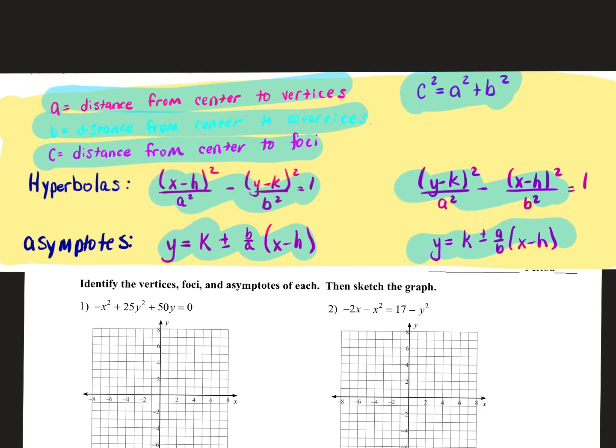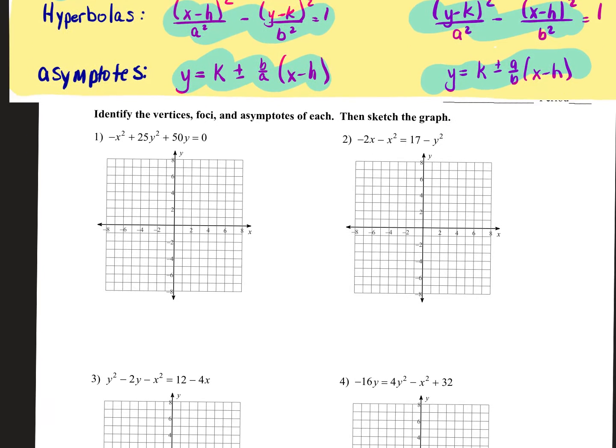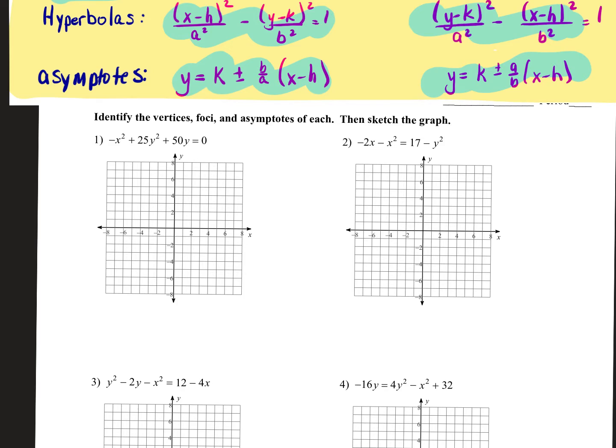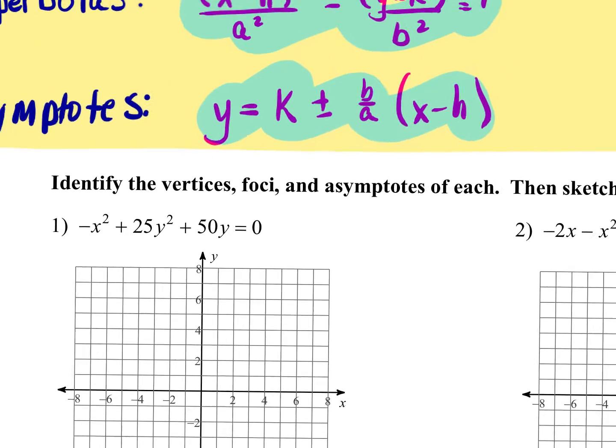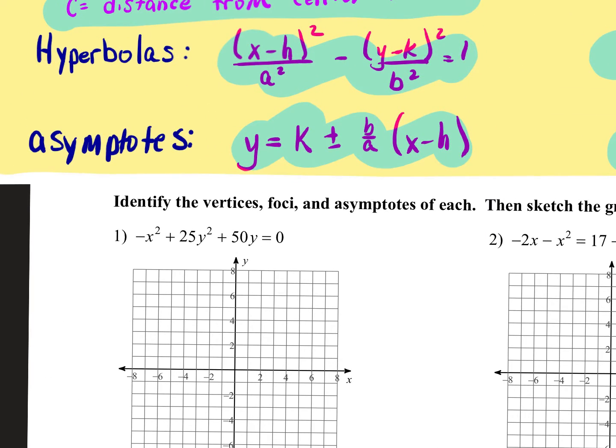So today I'm going to do number 1. I'm going to do number 4, and I'll do something on the bottom. If we look at number 1, it says identify the vertices, the foci, and the asymptotes. So vertices, that's your A. Foci is the C. The asymptotes, we're going to use those formulas.